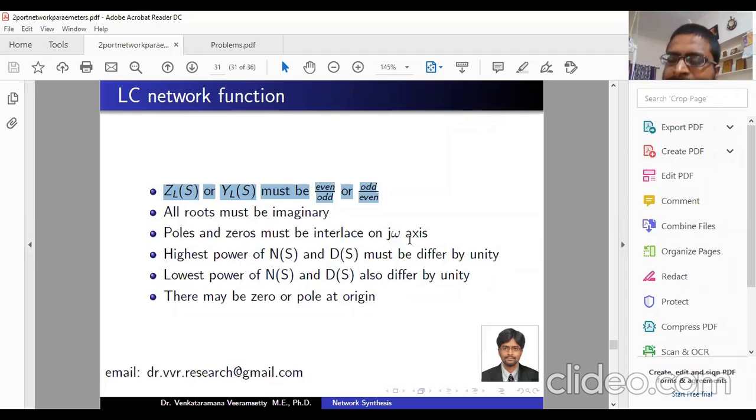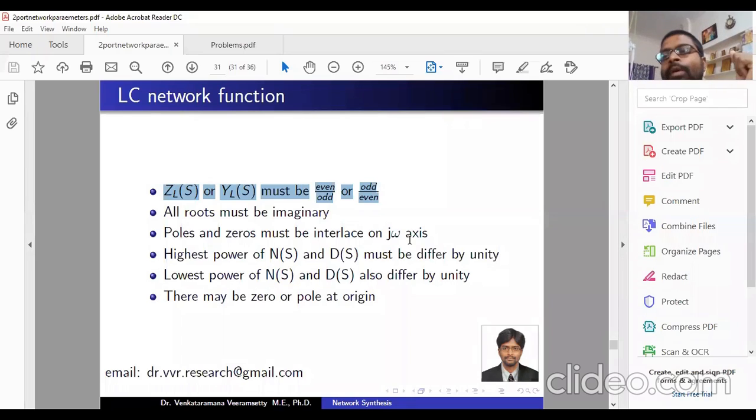Now, second and third conditions. If we have a network function, the network function contains the numerator and denominator. So calculate the roots of the numerator, which represent the zeros. Calculate the roots of the denominator, which represent the poles. The zeros and poles must be imaginary. So if they are imaginary, definitely poles and zeros are located on the j omega axis or imaginary axis. As the zeros and poles are imaginary, definitely those are marked on the imaginary axis in the S-plane.